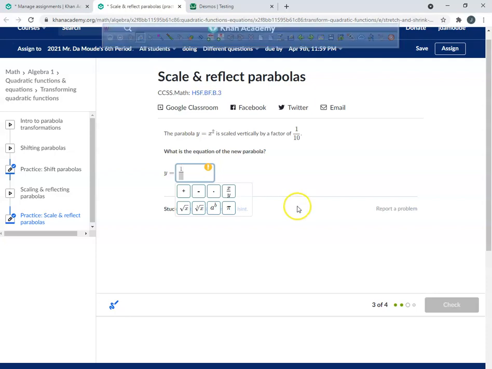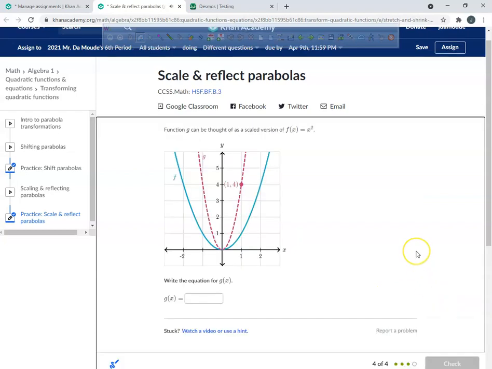Hopefully, we'll get a more difficult one, okay? 1/10 x squared. All right, good. Got another one. Perfect. So listen up.